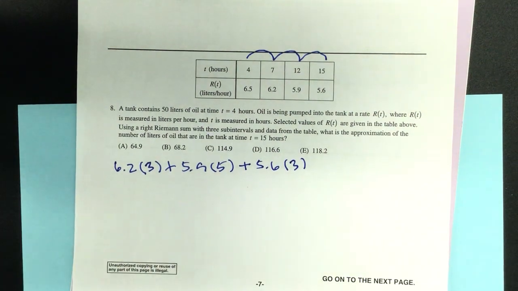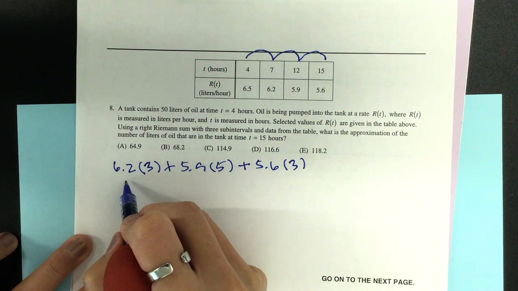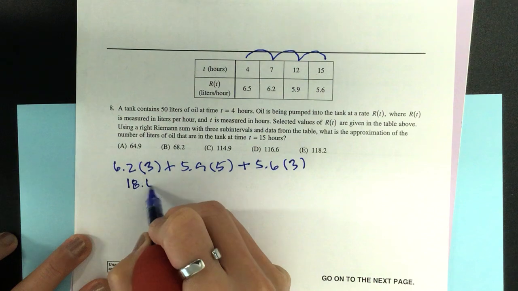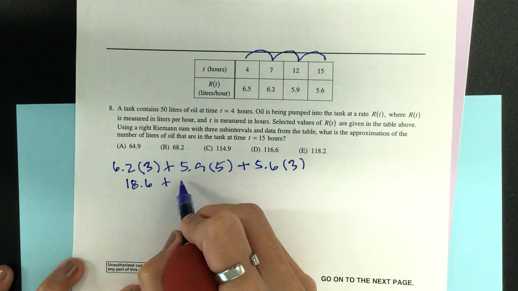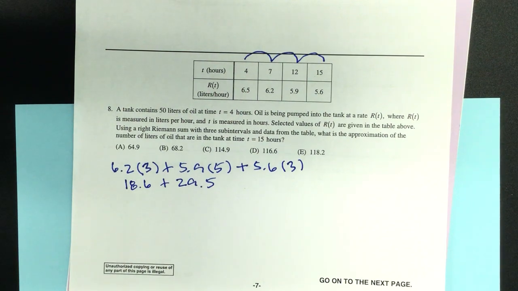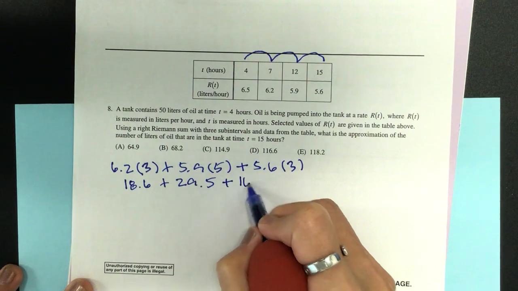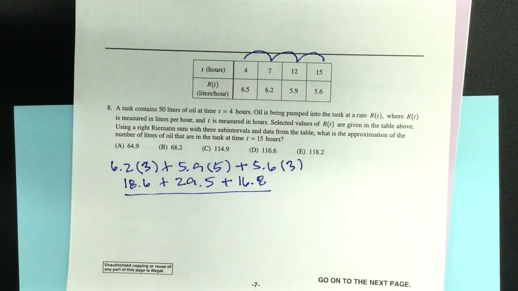So 6.2 times 3. Quinn, how many is that? 18.6. Thank you, Quinn. The next one. Ned, what about 5.9 times 5? 29.5. Okay, Kendall, what do we get for 5.6 times 3? 16.8. Good job. Let's go ahead and add all of them. Emily, let me know once you add all of them.